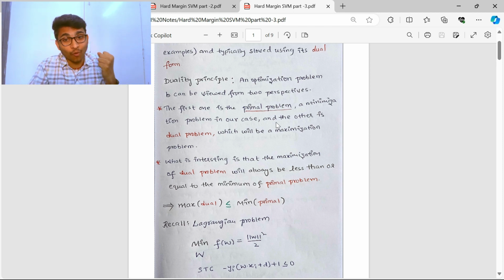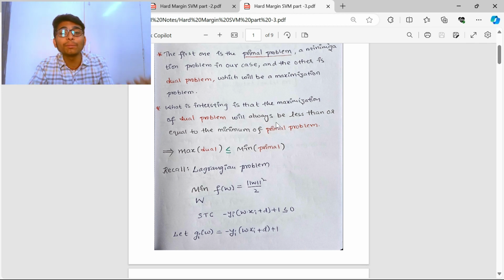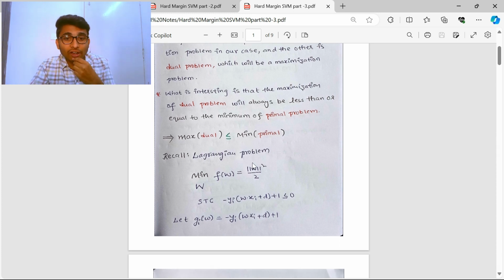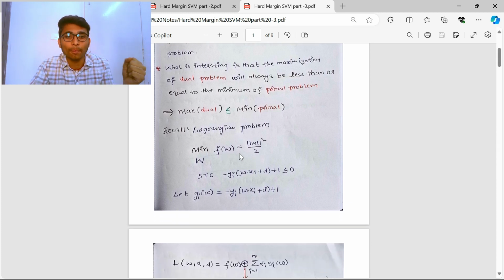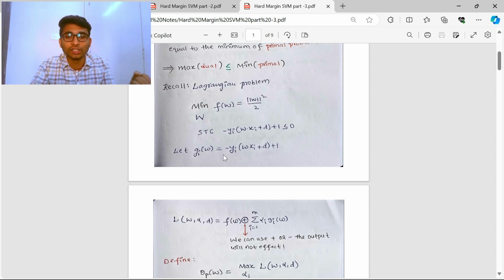What is interesting is that the maximum of the dual problem will always be less than or equal to the minimum of the primal problem. Let's build some intuition on this and we'll come to this again. Now let's recall the Lagrangian problem. What is our problem? We want to minimize the norm of w squared by 2 subjected to this constraint, as you can see on the screen.